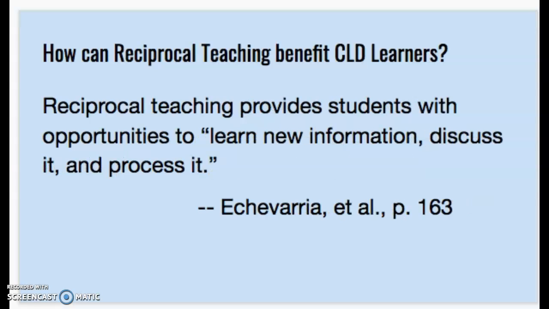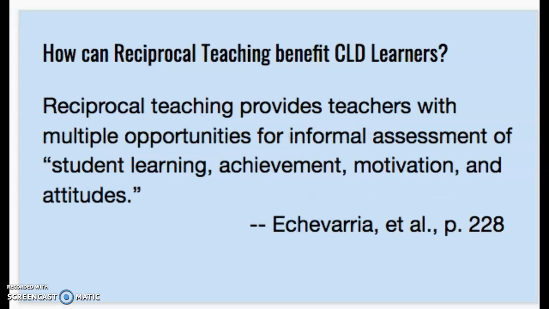Reciprocal teaching provides students with opportunities to learn new information, discuss it, and process it. Reciprocal teaching provides teachers with multiple opportunities for informal assessment of student learning, achievement, motivation, and attitudes.